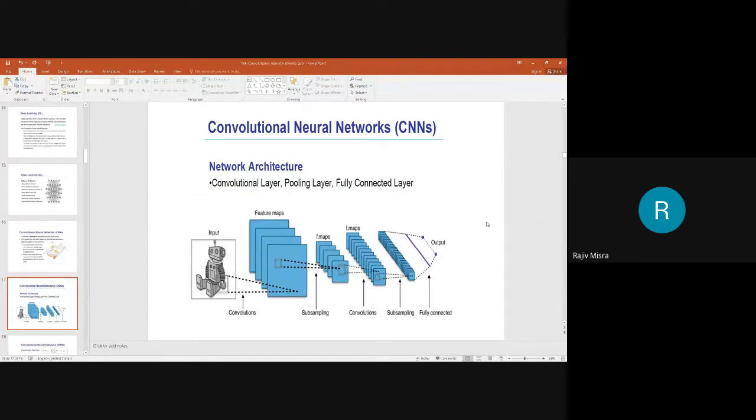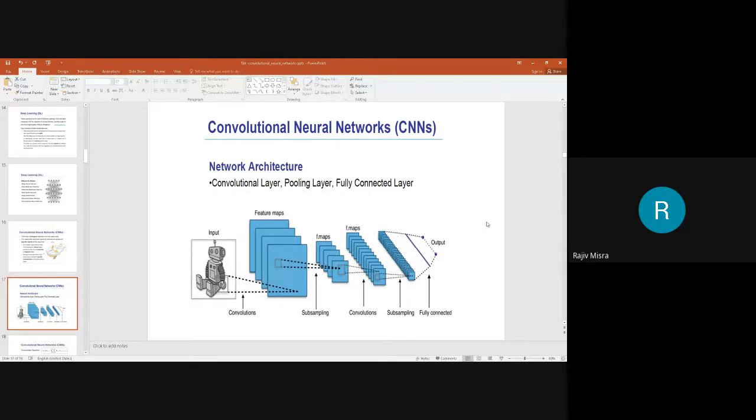Now, convolution, as I told you, is a mathematical operation defined for performing operations on the images, on the pixels of the images. Therefore, they are called convolutions. It is not simple matrix multiplication. It is not simple matrix related computation.